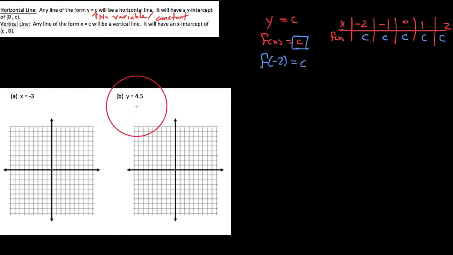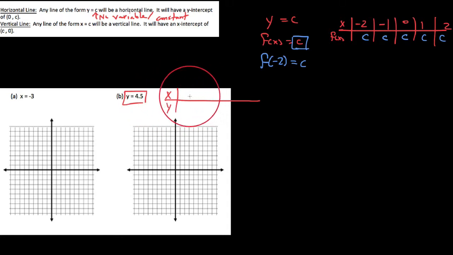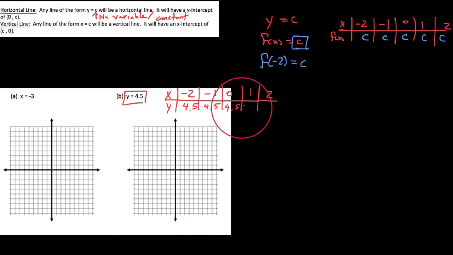I think it's actually a lot easier to see this in a specific example. What if we graph y equals 4.5, or f of x equals 4.5? If we were to make a table of values, again, the whole point of this is to do this without having to make a table of values. We say x, y, with -2, -1, 0, 1, and 2. Well, I would get 4.5 when I plug in -2, 4.5 when I plug in -1, 4.5, 4.5, 4.5.